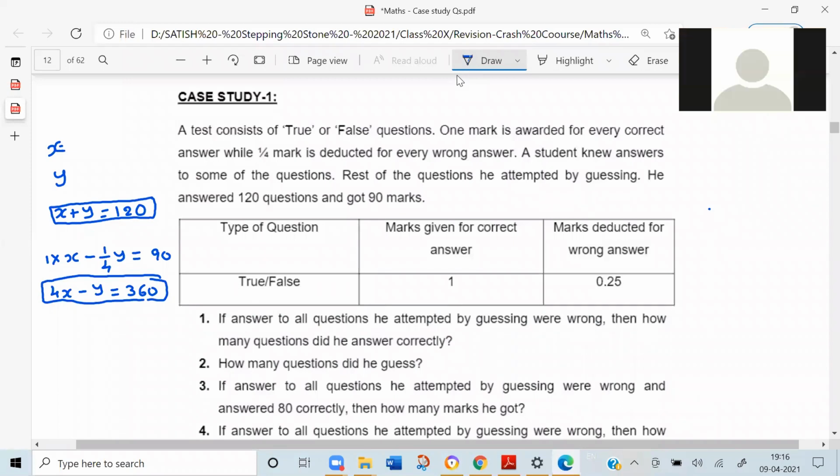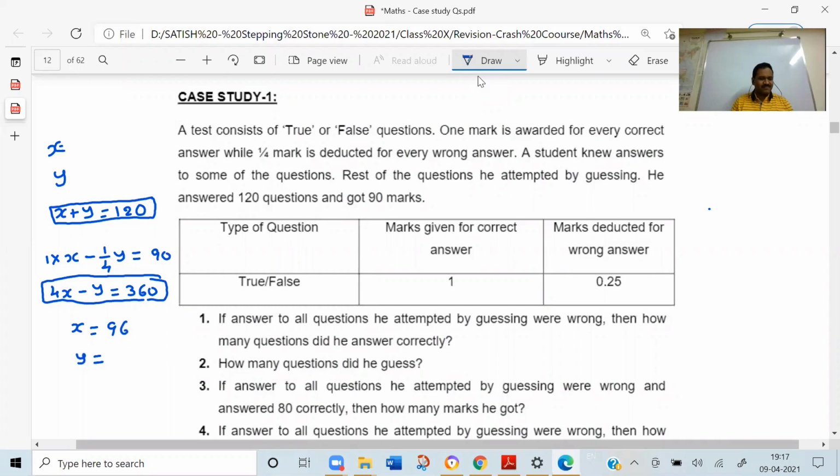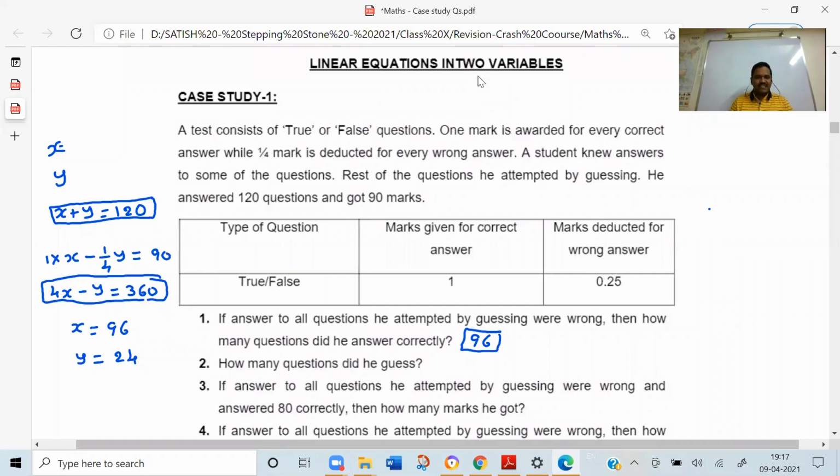Sir, X equal to 96. So X equal to 96. And what about Y? 24. Okay, good. So for the first question, what should the answer be? 96. Here options are not given, so you have to write the answers. Now, the second answer: 24.